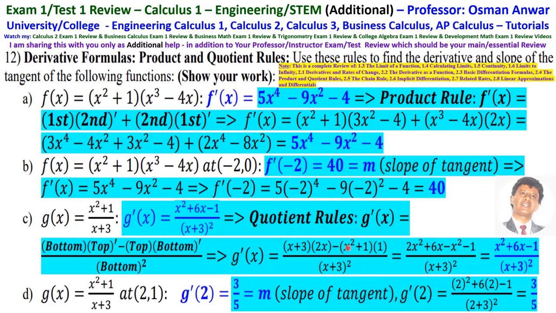So the top is then 2x squared plus 6x minus x squared minus 1 over x plus 3 squared. So this is x squared plus 6x minus 1 over x plus 3 all squared. Then g prime, when evaluated at 2 to find the slope of the tangent, is 2 squared plus 6 times 2 minus 1 over 2 plus 3 all squared, which is 3 over 5. So that's the slope of the tangent. m is equal to 3 over 5.